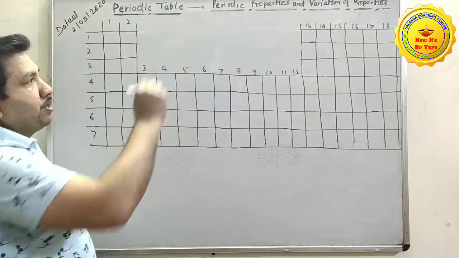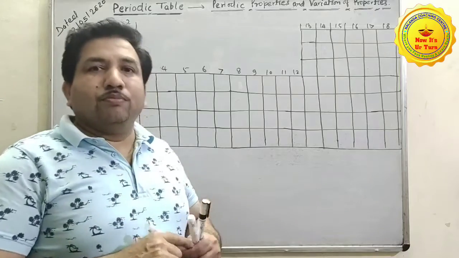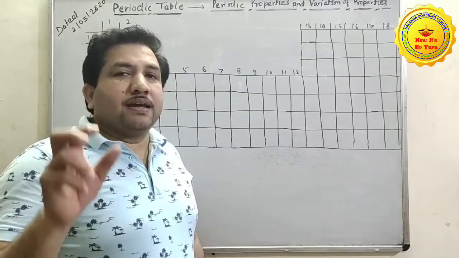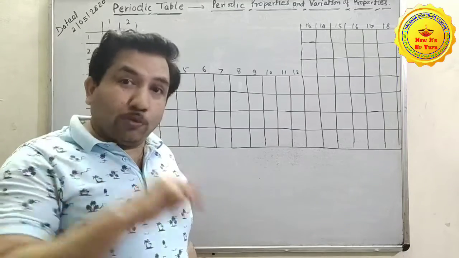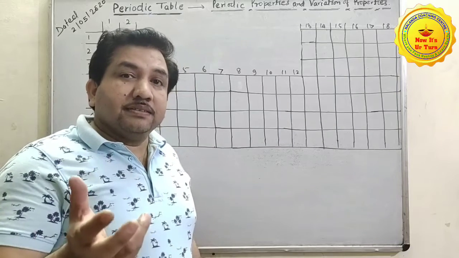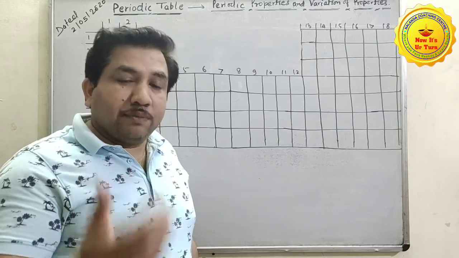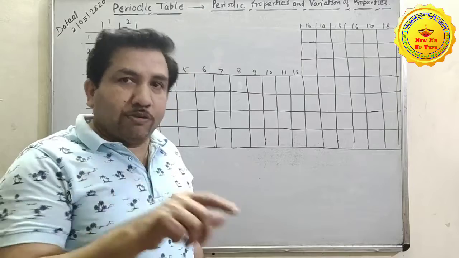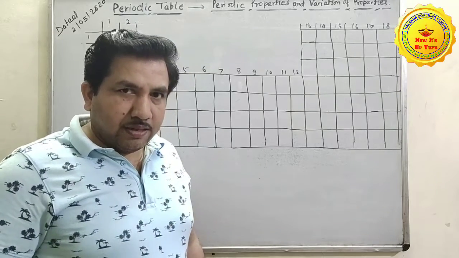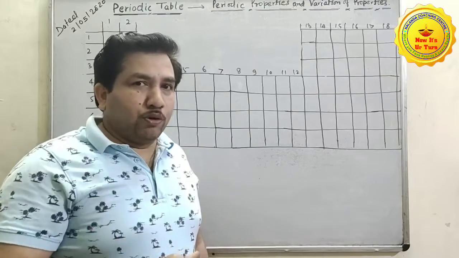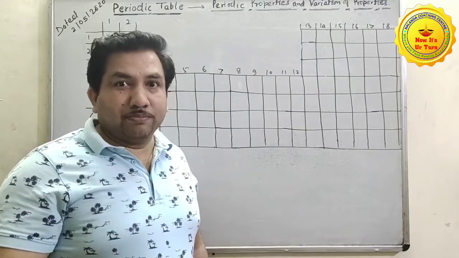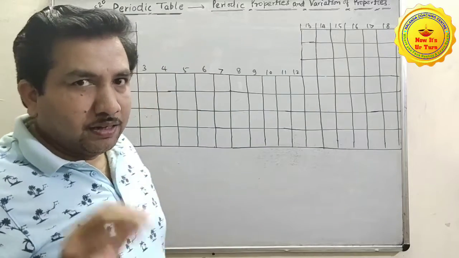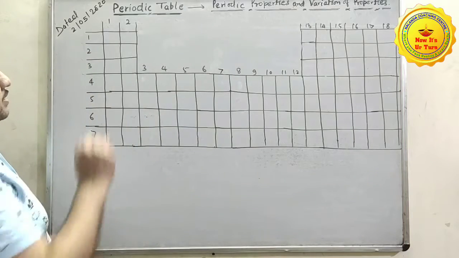This one is modern periodic table, and modern periodic law is: when the elements are arranged in increasing order of atomic number, then their physical and chemical properties are the periodic function of atomic numbers. This is the modern periodic law, but this one is not in syllabus at this time because it was in 9th class. But here, first we arrange these elements.